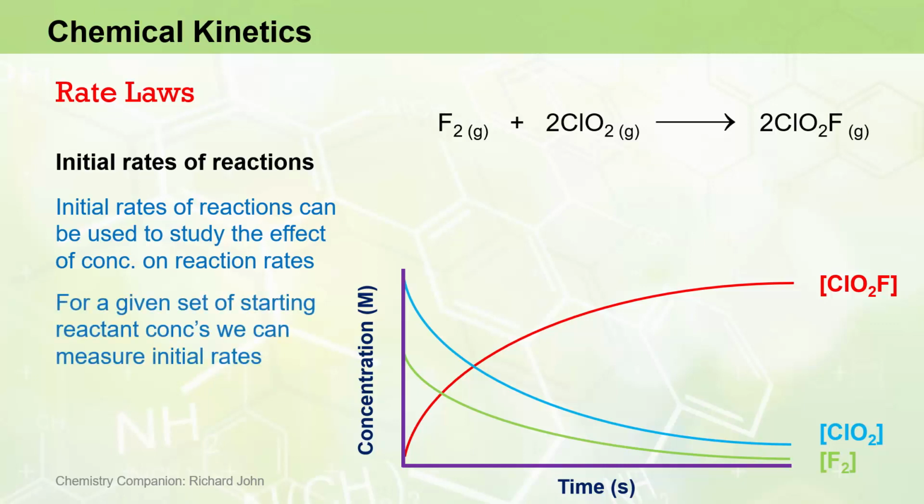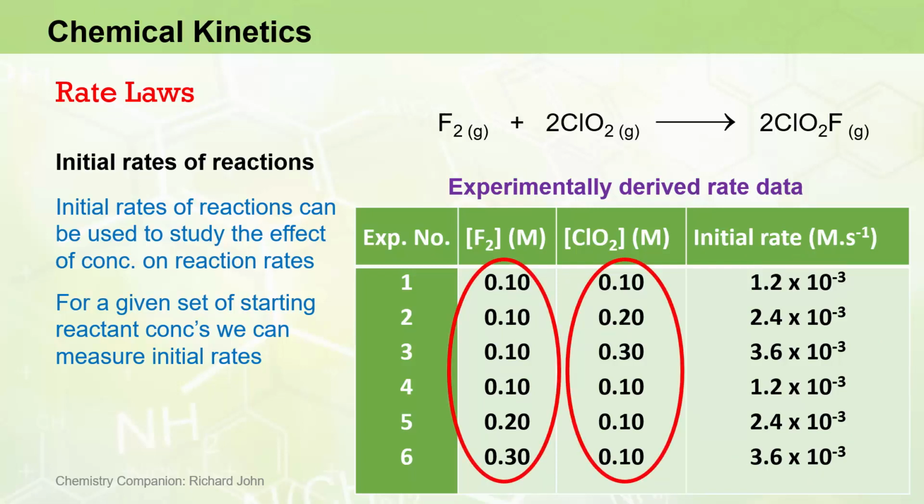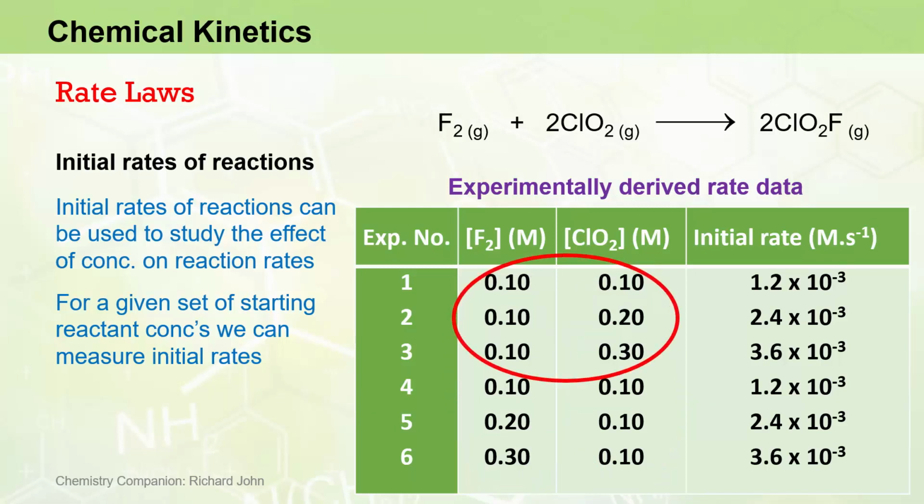For a given set of starting concentrations of reactants, we can measure the initial rate of formation of products, which is taken as the instantaneous rate at time t equals 0 and is measured as the slope of the initial part of this curve. This table shows some experimentally derived rate data for this reaction, where we can see that 6 different experiments were carried out, and in each experiment, the initial rate was determined for 6 different combinations of starting concentrations of reactants. In the first 3 experiments, the concentration of F2 was kept constant at 0.10 molar, while the concentration of ClO2 was varied.